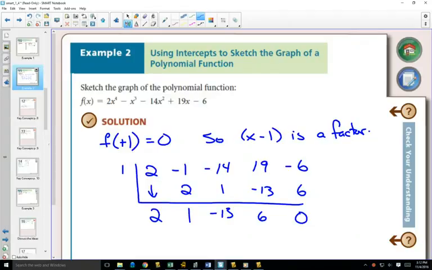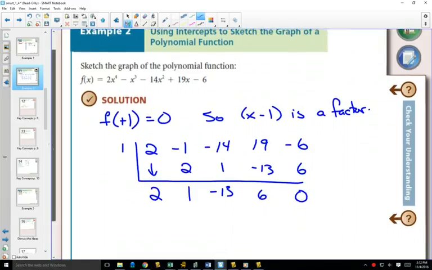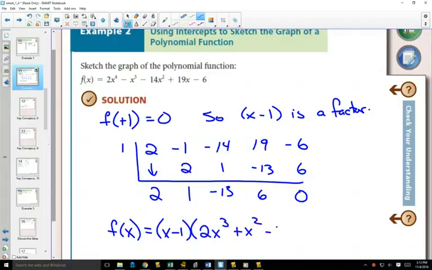So this tells us that our function f of x, and for writing the division statement, these questions are really nice if you have your original polynomial labeled as a function, f of x, because now I can write my division statement, and instead of writing 2x to the 4 minus x cubed and all of that, I can just write f of x equals x minus 1 multiplied by 2x cubed plus x squared minus 13x plus 6.